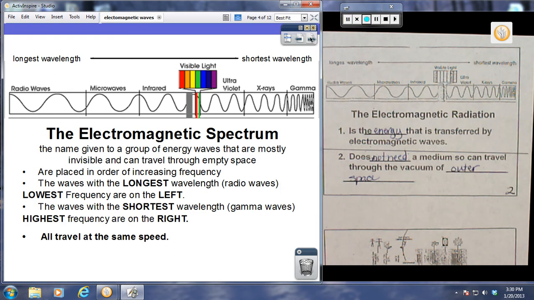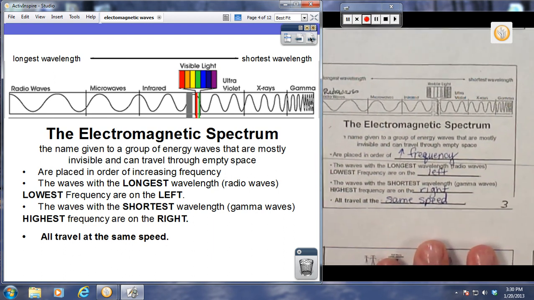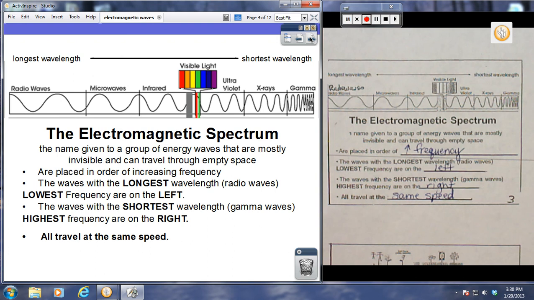The electromagnetic spectrum is the name given to a group of energy waves that are mostly invisible and can travel through empty space. You see here in the picture that you start with your radio waves, and as you move across, you go all the way to your gamma rays, which are the smallest waves. They are placed in order of increasing frequency. Frequency, remember, is like speed. It's how many waves travel past a certain point in a given amount of time.